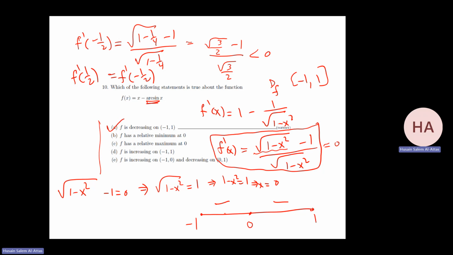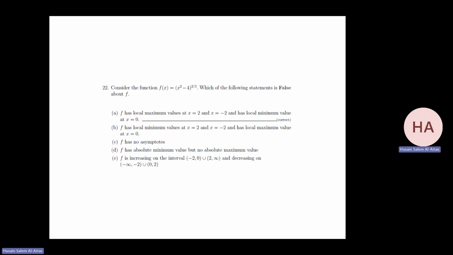Has the relative minimum at 0? No, it's decreasing. No relative minimum, no relative maximum. Increasing, no. Decreasing to this, no. So the answer is A. We said this function reciprocal statement is false. You want the false statement.